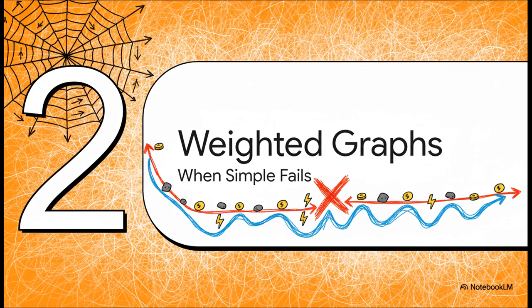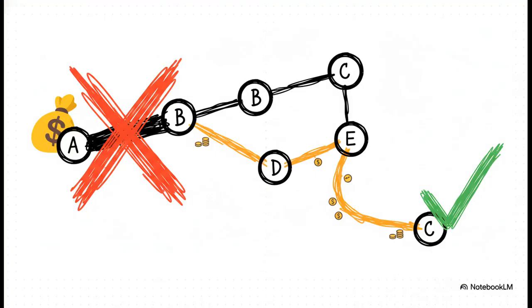So, now let's introduce a complication that completely shatters our nice, simple BFS approach. What happens when different steps have different costs? And here is where it all falls apart. Look at this. BFS only cares about the number of steps, so it sees that 2-step path from A to B to C and thinks, aha, that's the winner. But it's a trap. That path has a total cost of 10. Meanwhile, the longer path, the one with 3 steps through D and E, has a total cost of only 6. BFS is completely blind to the actual cost of the journey.